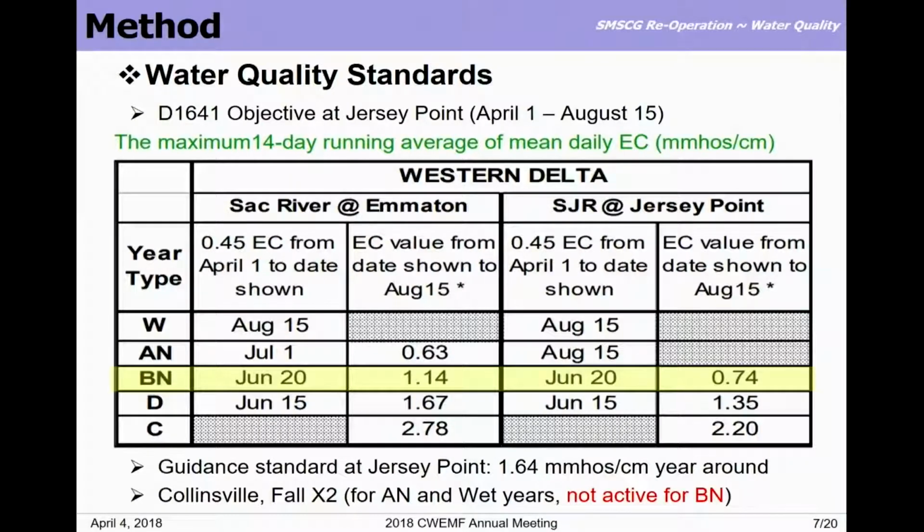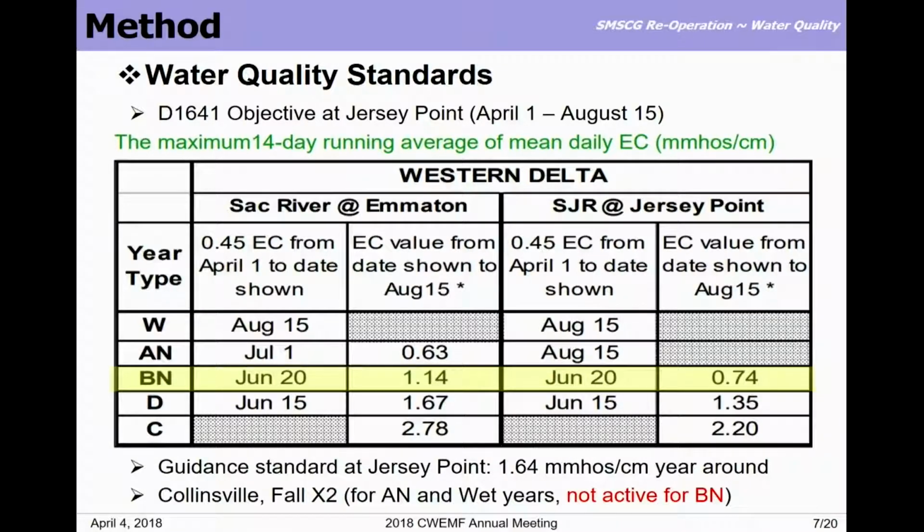So the concern is about water standards in the Delta area, and we investigated. As you know, there are many flow and water quality standards across the Delta, especially at the confluence area. But after the inspection, we found that actually Jersey Point is the dominating standard we should be concerned about.